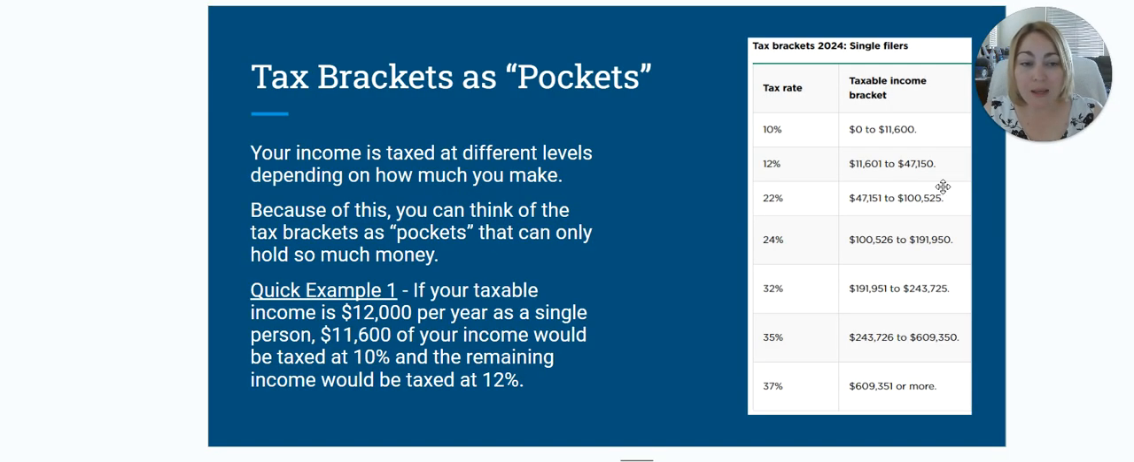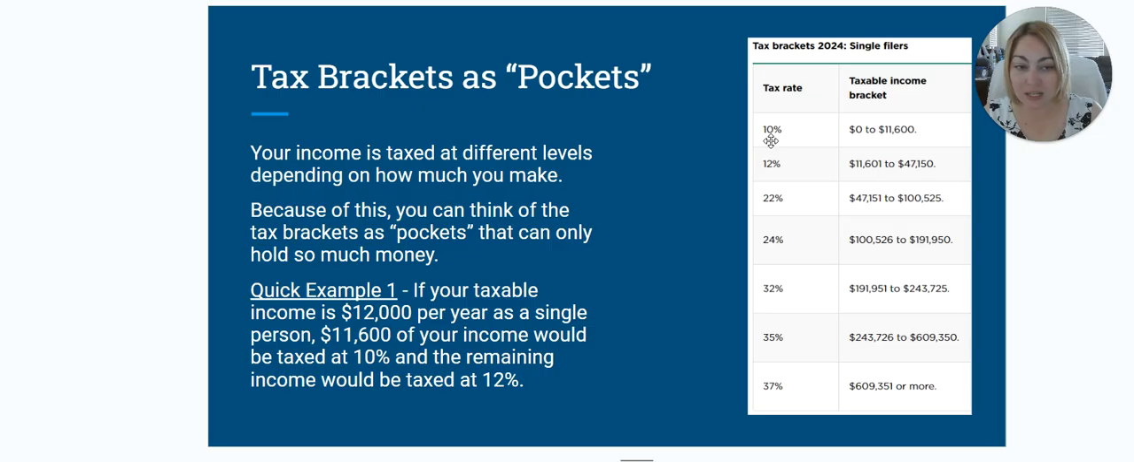So, the way that I like to think of tax brackets is as pockets, okay? A tax bracket only taxes certain amounts of your income at those certain levels. Because of this, you can think of tax brackets as pockets that can only hold so much money. So this is the example of tax brackets for 2024. We are currently in the year 2024, which means we will not be paying taxes for this year until next year. So they already have the brackets set up.